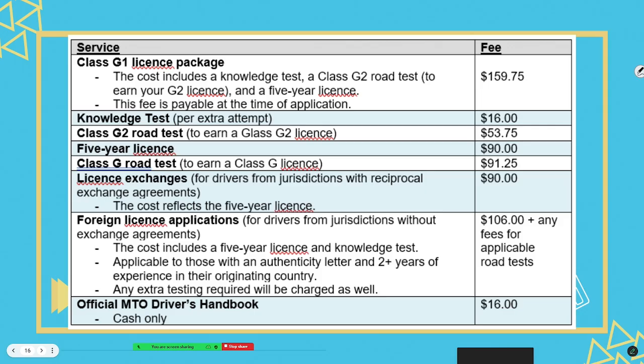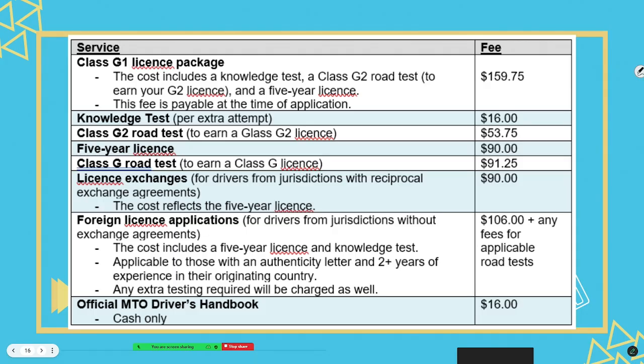It starts with the chart, the table on page 22 of your IL booklet. You need to know how to read this table to answer your key questions. We've been practicing reading tables, so here we have one again. To get the Class G1 license package, it's going to cost $159.75. With that, you get the knowledge test, a Class G2 road test, and a 5-year license.